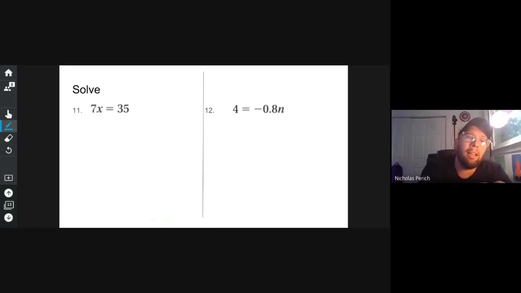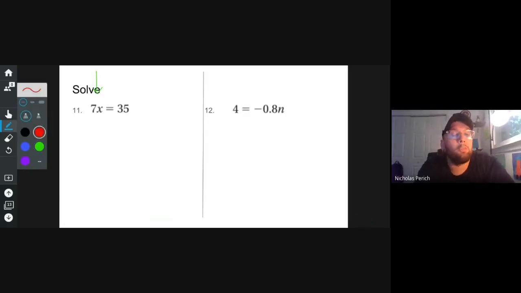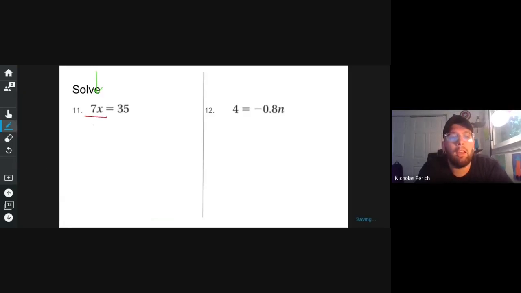Is X all by itself? No. What's in the way? 7. How is 7 attached to X? Well, it's being multiplied. So how do I get rid of it? Divide. I'm going to divide both sides by 7. You cross out. 35 divided by 7 is 5. Is x all by itself now? Sure is.